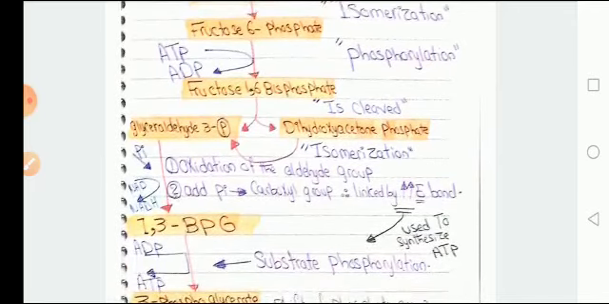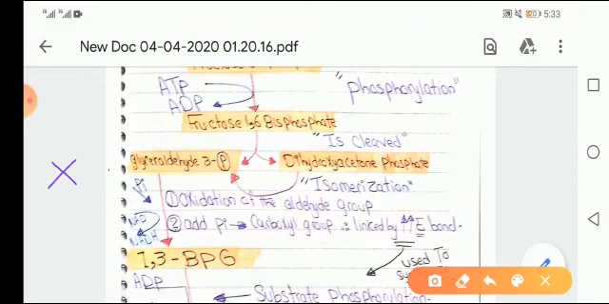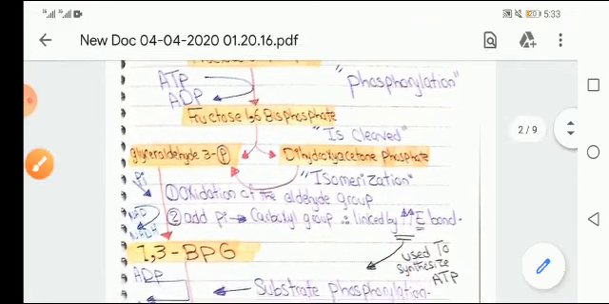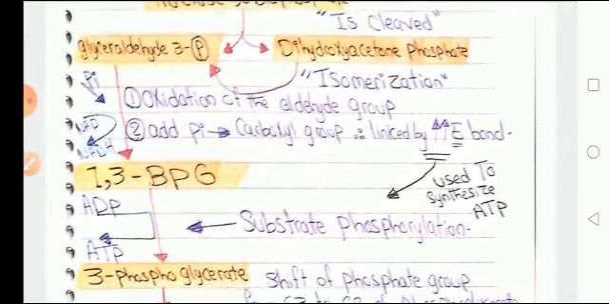Then fructose 1,6-bisphosphate will be cleaved into 2 molecules, glyceraldehyde 3-phosphate and dihydroxyacetone phosphate, which will be isomerized into glyceraldehyde 3-phosphate in order to be able to continue the glycolysis. Again, we have 2 molecules of glyceraldehyde 3-phosphate. Please remember this point. Now, the conversion of glyceraldehyde 3-phosphate to 1,3-bisphosphoglycerate is done via 2 steps.